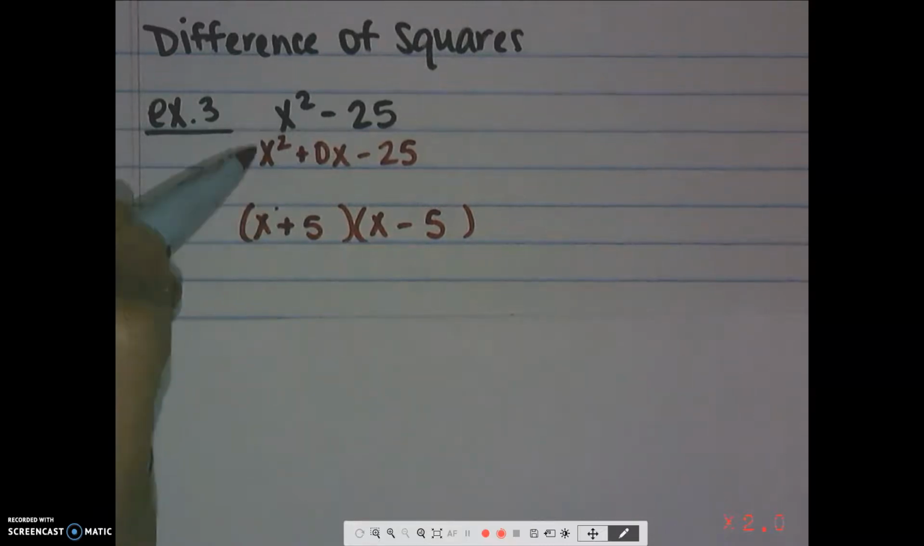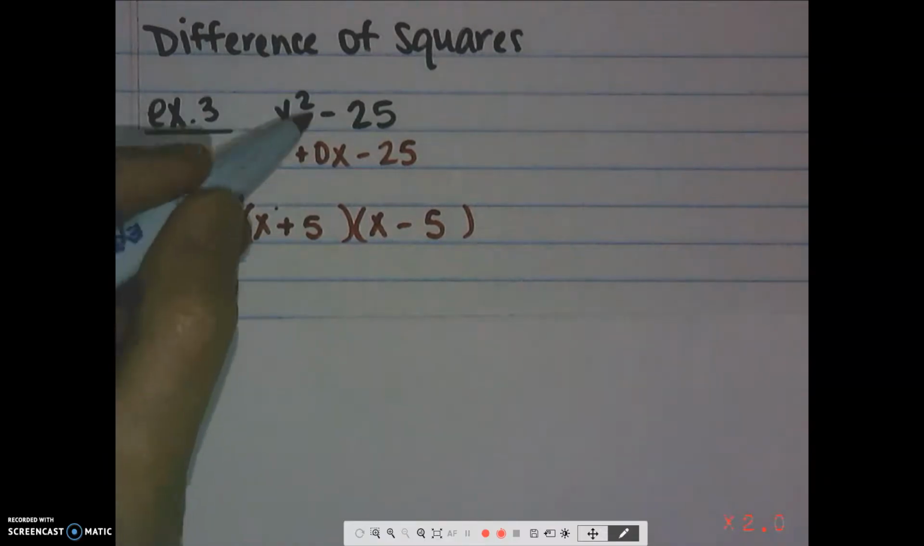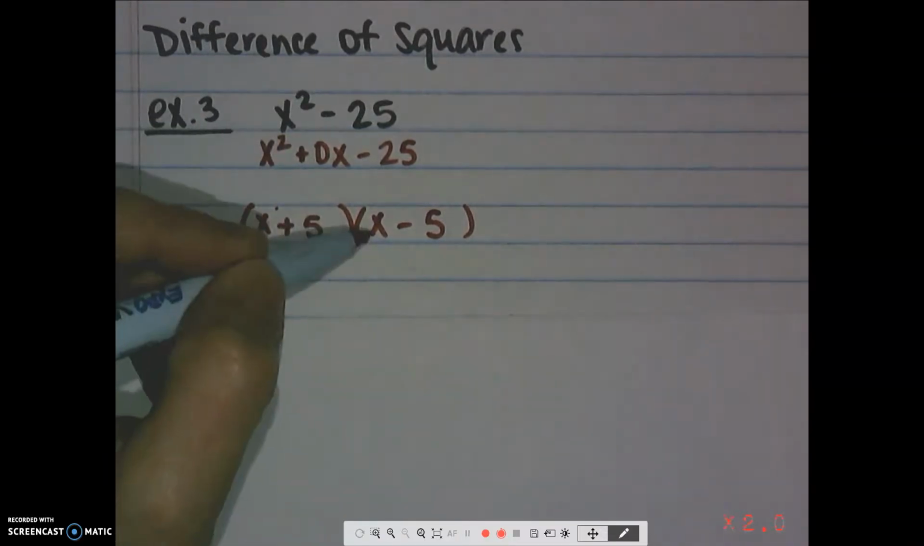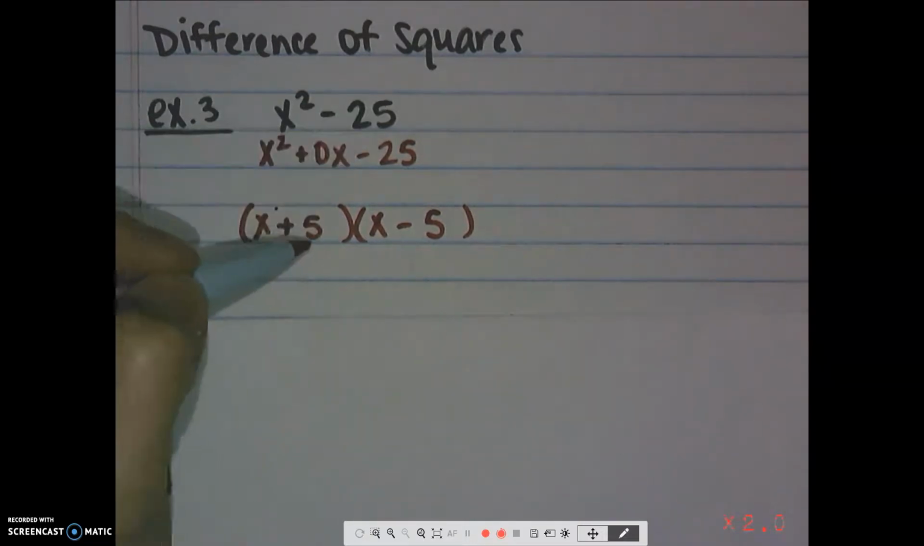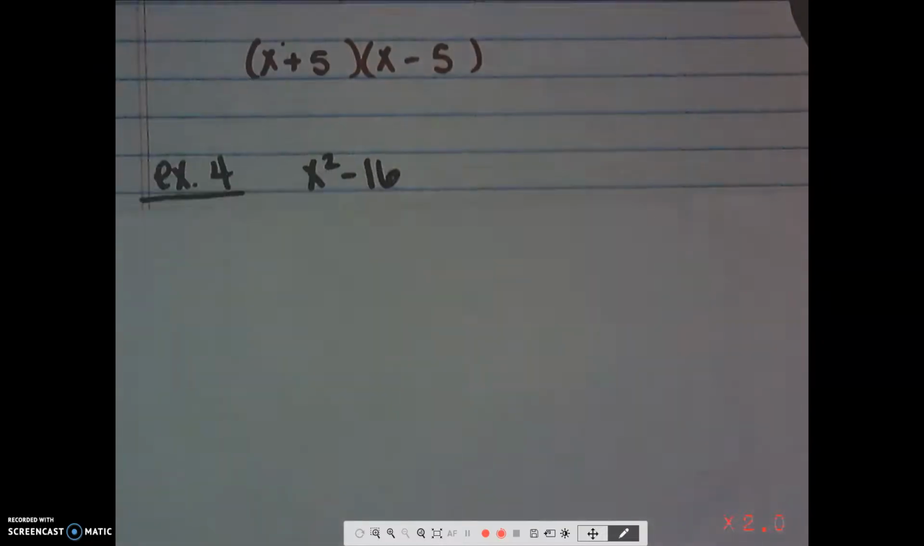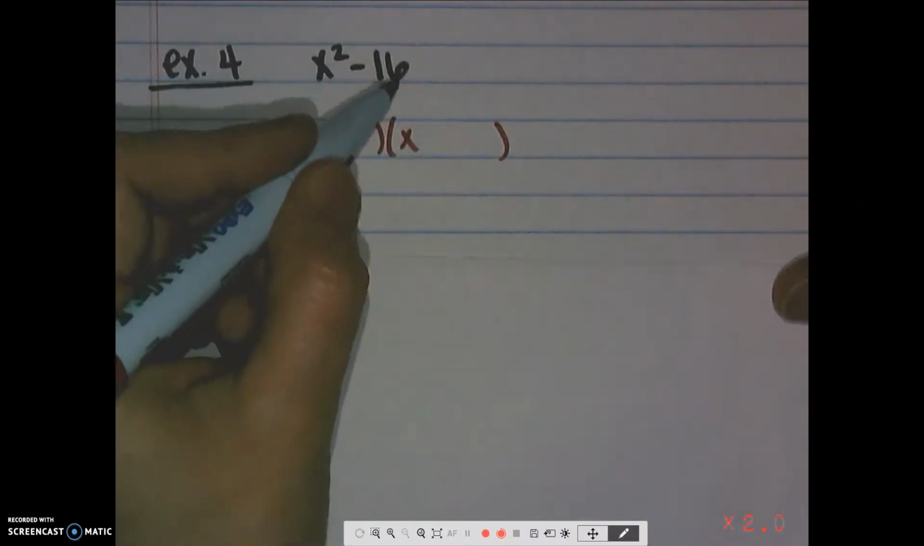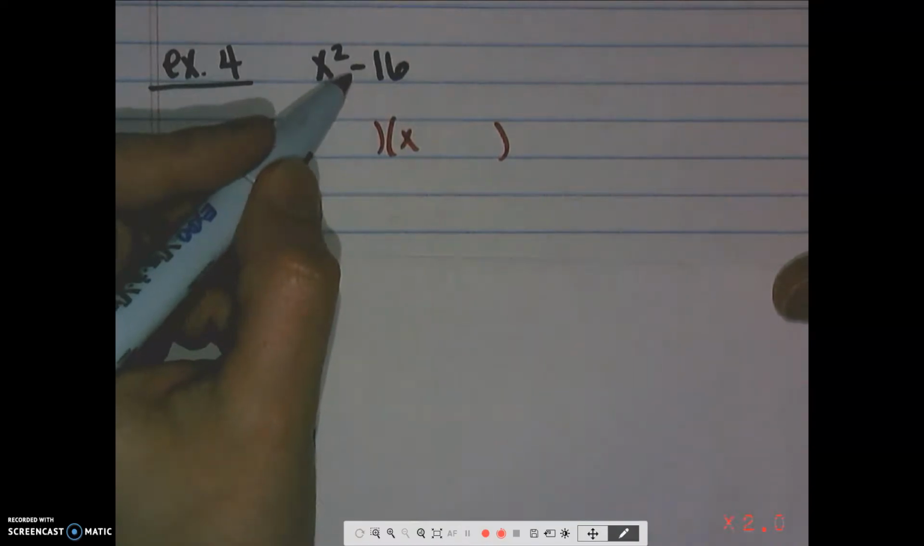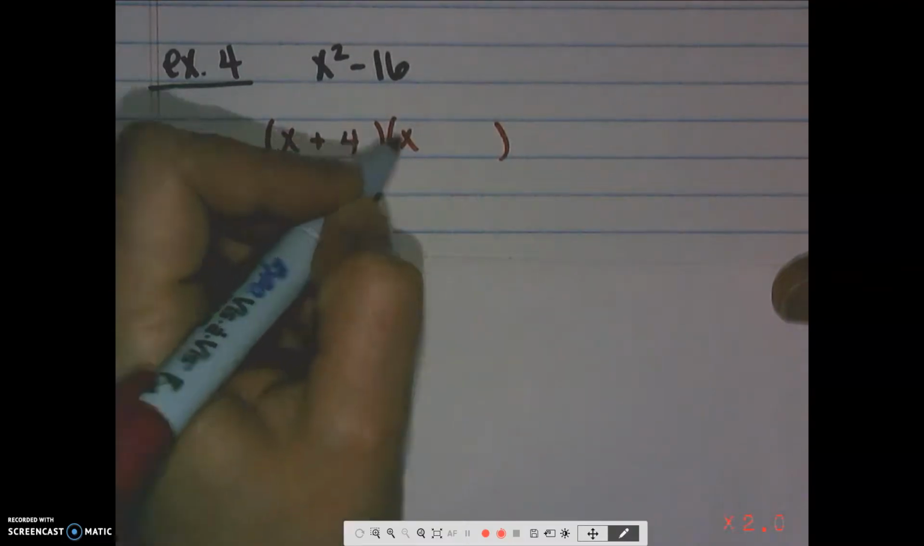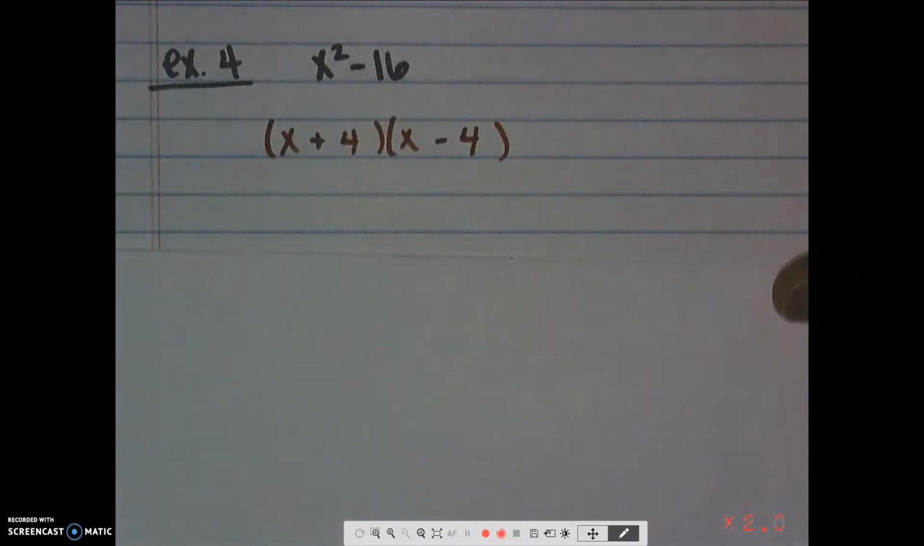So one way to do this is literally what we just did here. The other way to do this is the square root of x squared is x and x. The square root of 25 is 5 and 5, and we know that we need one positive and one negative to make that happen. Okay, so if we look at the next one, we have x squared minus 16. So again, we know that we need x and x to give us that x squared. We need two numbers that multiply to give us negative 16 that have no constant term, or add together to give us 0. So it's going to happen if we have a positive 4 and a negative 4.